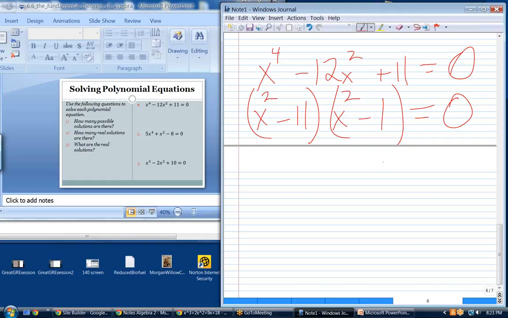It's the next thing I can write. Not sure. Well, if two things multiplied together equals 0, what does that mean? One of them has to be 0. You can't multiply two numbers together and get 0 unless one of them is 0. For that matter, you can't multiply 3 numbers together and get 0 unless one of them is 0. Or any number, any string of numbers. So it means I can set that equal to 0 and solve, or I can set that equal to 0 and solve. So let's do the first one.